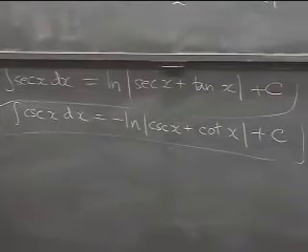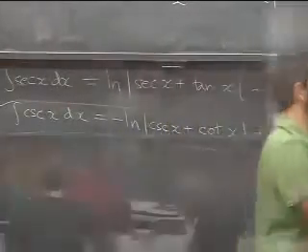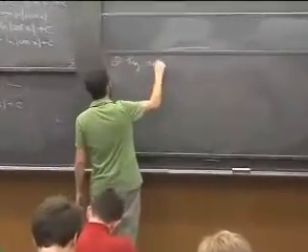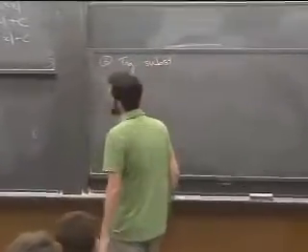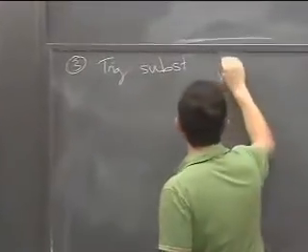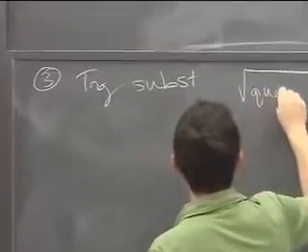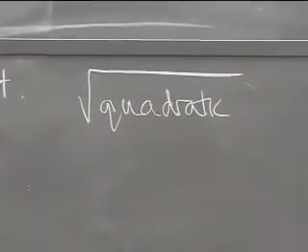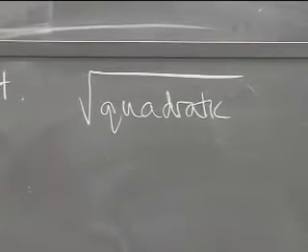Well, there's this whole theory of trig substitutions. How does that work? Well, the typical time to use it is when you have the square root of a quadratic. If you have the square root of a quadratic, typically you use trig substitutions.